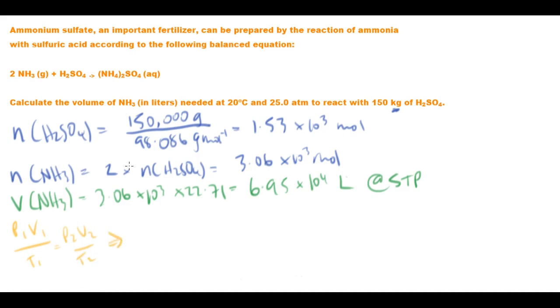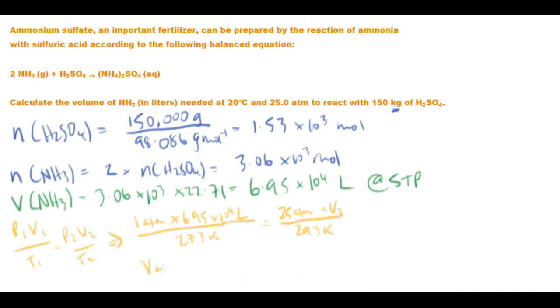Let's fill in the values. At STP, the pressure is 1 atmosphere, and I'll put in the unit for now. And we have a volume of 6.95 by 10 to the 4 liters, and that is all over 273 Kelvin, which is proportional to 25 atmospheres times the second volume, which I don't know, at 293 Kelvin.